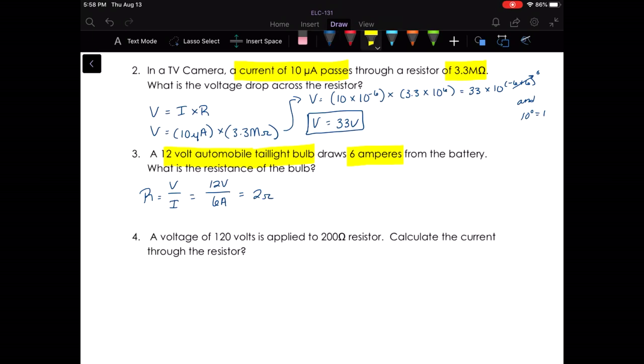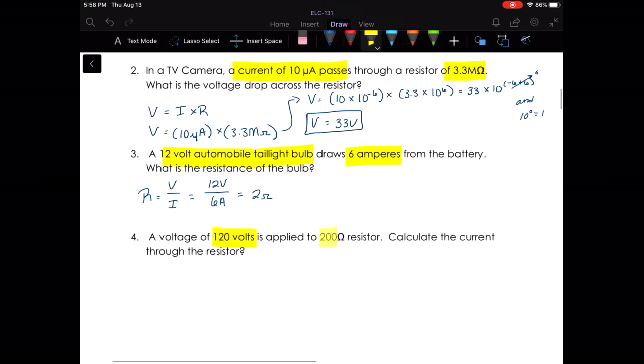And let's work on another Ohm's law problem. We have 120 volts applied to a 200 ohm resistor, and we want the current. Well, then the current is going to be V over R, where we have 120 volts divided by 200 ohms. And that gives you 0.6 amperes. The correct way to write that in engineering notation would be 600 milliamperes.